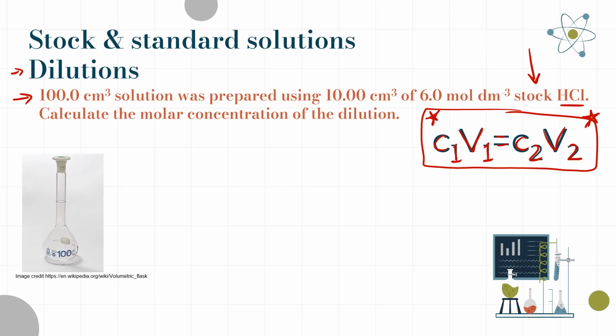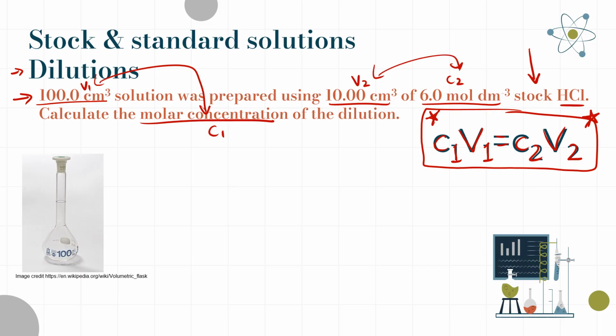100 cubic centimeters of solution prepared using 10 cubic centimeters of 6 mole per cubic decimeter stock solution. We're going to calculate the molar concentration of this diluted hydrochloric acid. So this is my unknown concentration. This is the volume of that unknown concentration. Here is my volume of my known concentration. We could totally make these guys both the 2's and these guys the 1's. It doesn't really matter as long as you keep them paired together the right way.